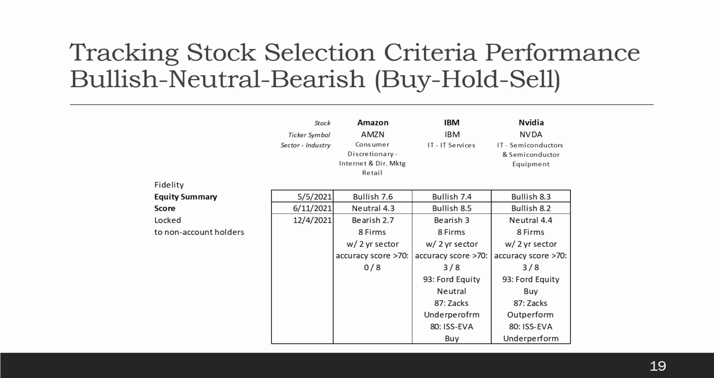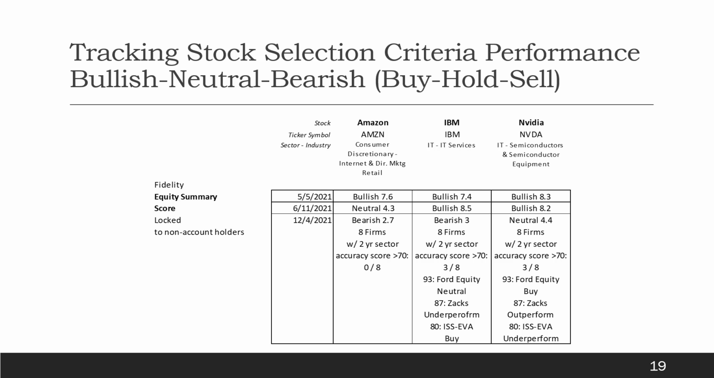For the IT sector, affecting purchase selection decisions for IBM and NVIDIA, of the 8 research firms, 3, less than half, met our accuracy minimum. Ford Equity led with an accuracy score of 93. Zacks came in second with a score of 87, and ISS-EVA was third with their sector accuracy at a score of 80.